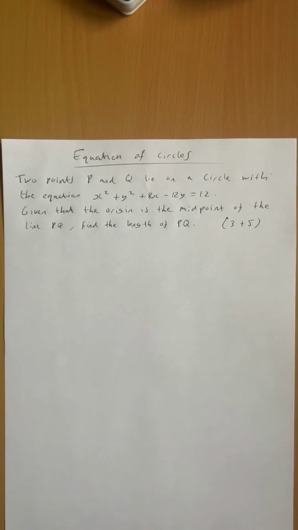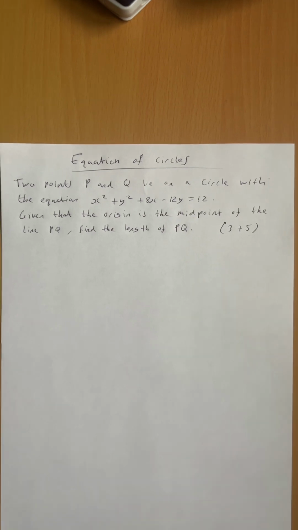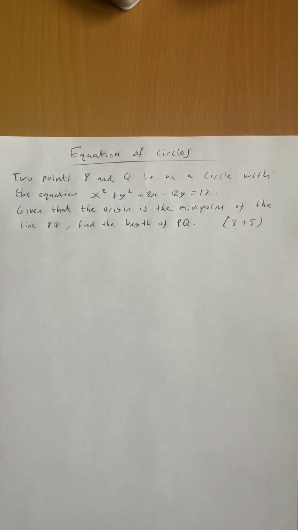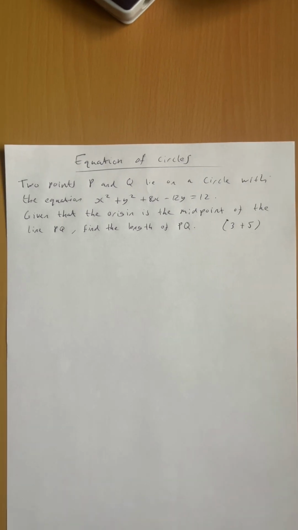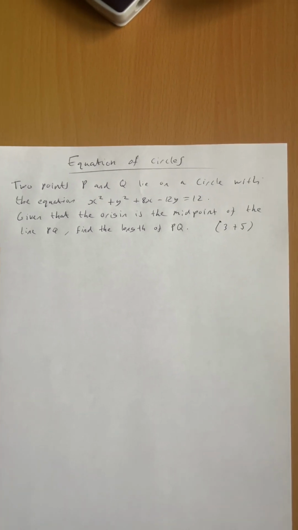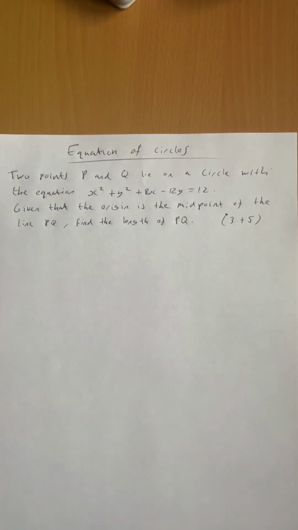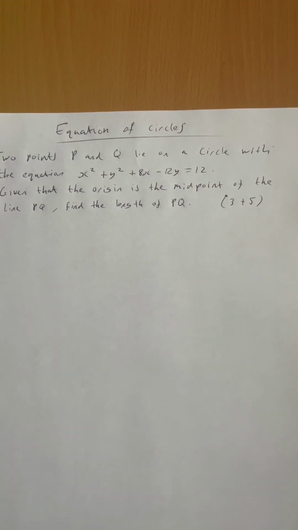The question is this: we have 2 points P and Q that lie on a circle with the equation x squared plus y squared plus 8x take away 12y equals 12. Given that the origin is the midpoint between those 2 points P and Q, find the length of that line PQ.